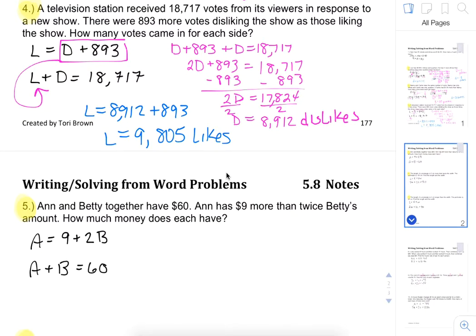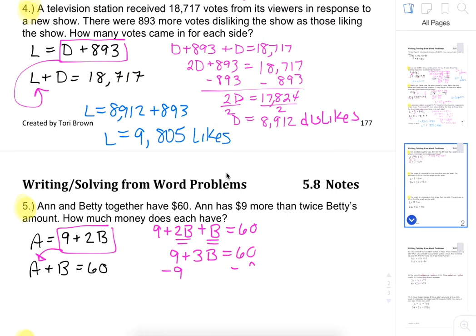On problem 5, we have a variable by itself. We have A equals. So I'm going to box this and put it in where A is. Again, I don't need parentheses because there's no number with the A. So I'm writing out 9 plus 2B, plus B equals 60. This was my box. I still have the B and the 60. So I'm going to combine my like terms. That's 9 plus 3B. Kick out the loner means we're subtracting 9 from both sides, which gives us 51.